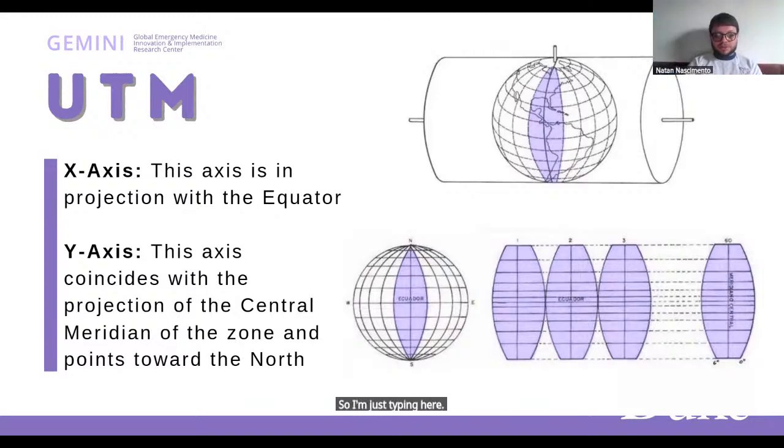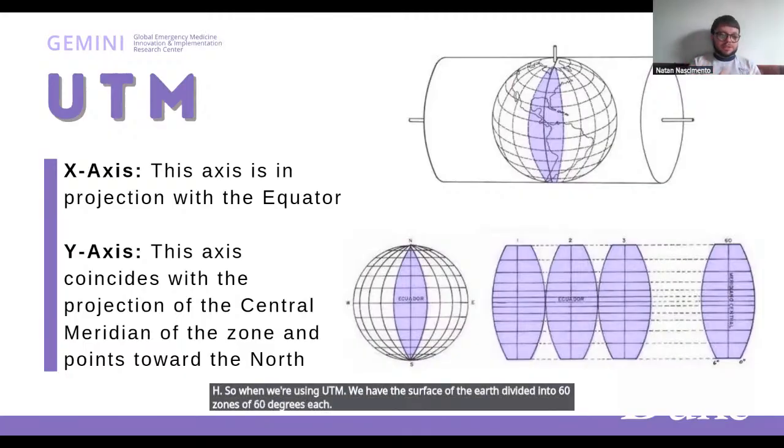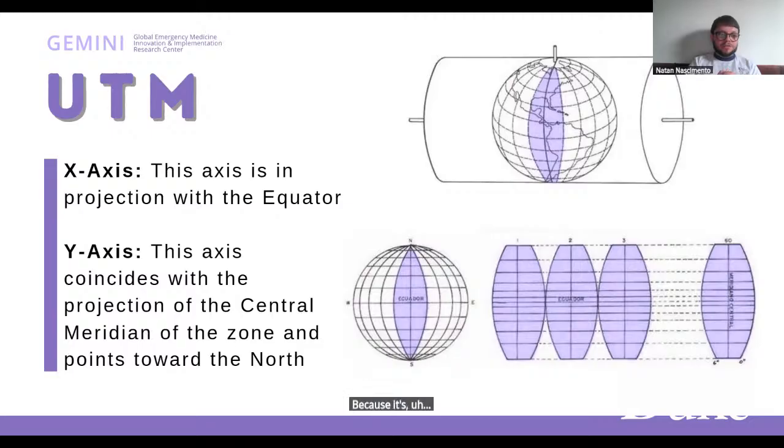So it's 60 zones of 6 degrees each. When we're using UTM, we have the surface of the Earth divided into 60 zones of 6 degrees each, because it's 360 degrees, the whole sphere. And the 60 zones have a meridian that divides each zone into 3 degree zones.